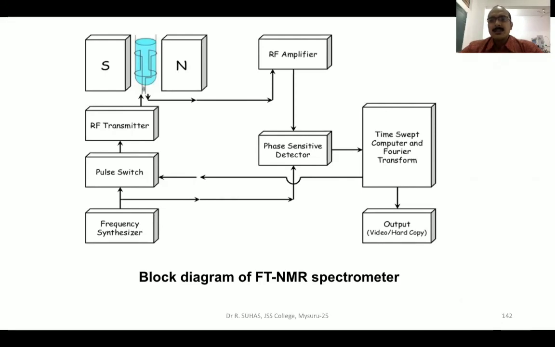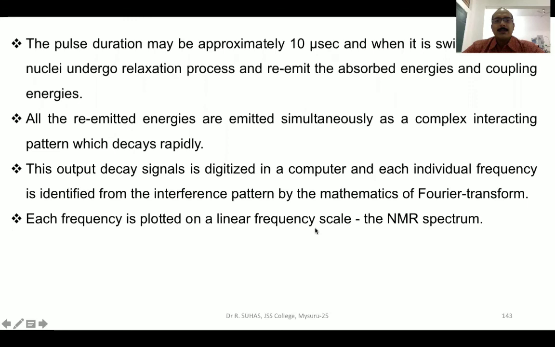Thanks to nature, thanks to scientists, we have Fourier transform mathematics. By using Fourier transform mathematics, the system itself converts the complex spectrum into a simple spectrum, and that is given in the output as video or hard copy. So this is the block diagram of the FT-NMR spectrometer.